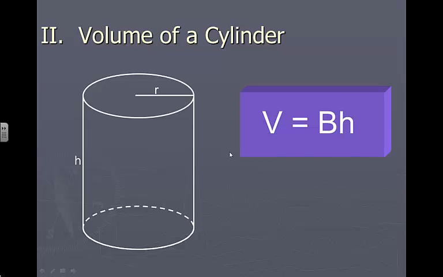So I'm going to have to find the area of the base, and for a cylinder, it's always going to be a circle, so that's pi r squared. And that will give me the area of the base. And then I just multiply it by however high it is.